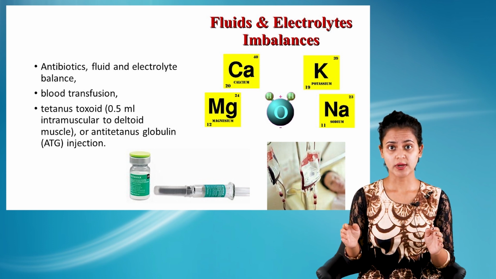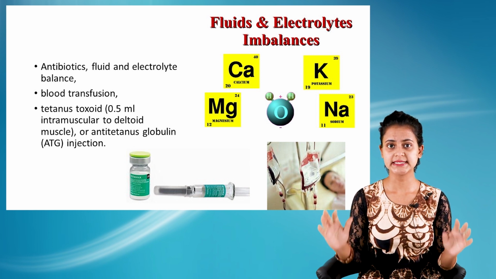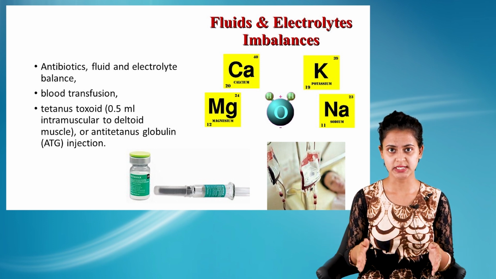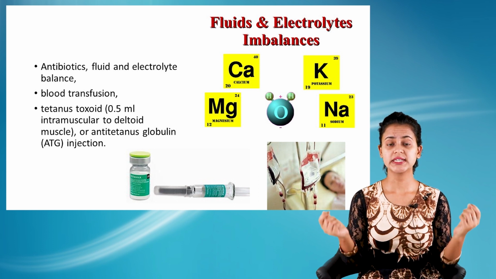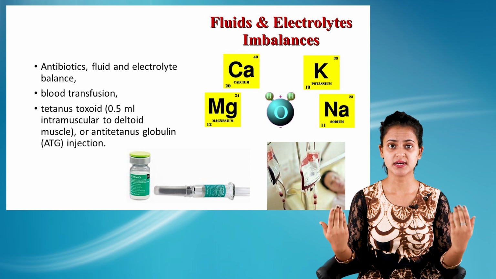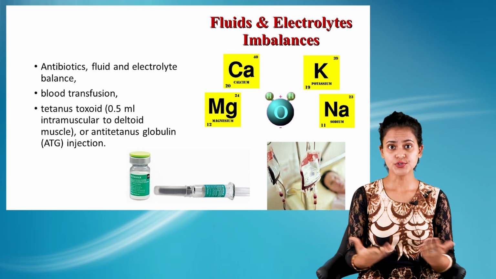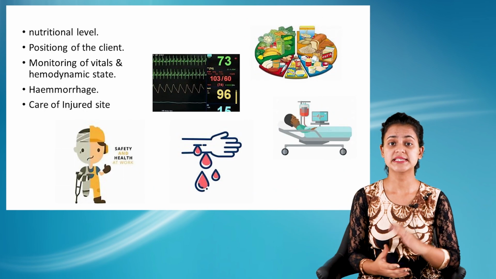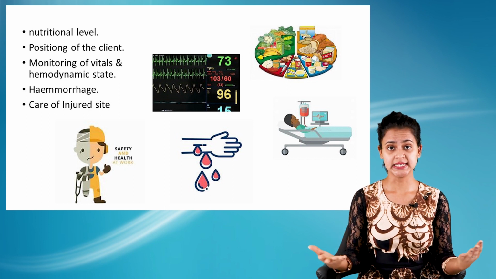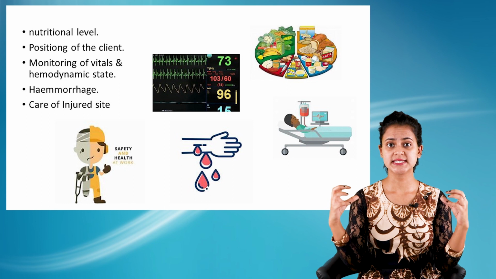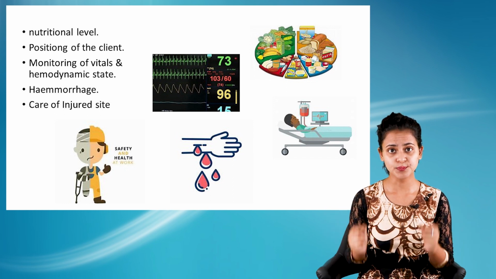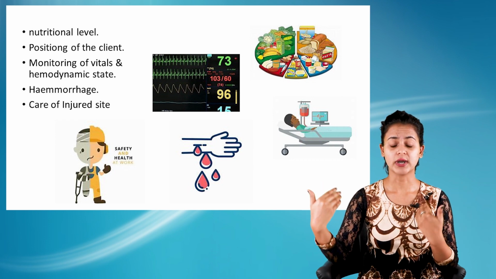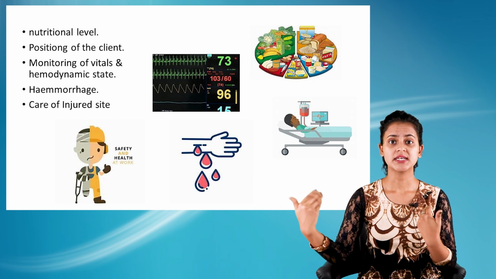Next, administration of tetanus toxoid often will be indicated if the client has a sharp injury or if there is a contaminated injury. Even anti-tetanus globulin injection often will be administered by a nurse to a client in order to manage the condition. After all, a nurse also plays a very responsible role in managing the client's nutritional status. Wound healing needs very adequate nutritional status, so nurses play an important role to ensure that the client maintains an adequate nutritional level.